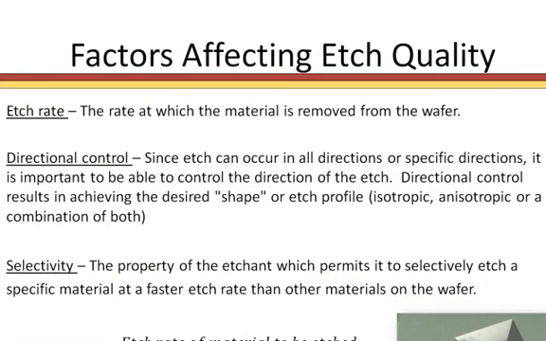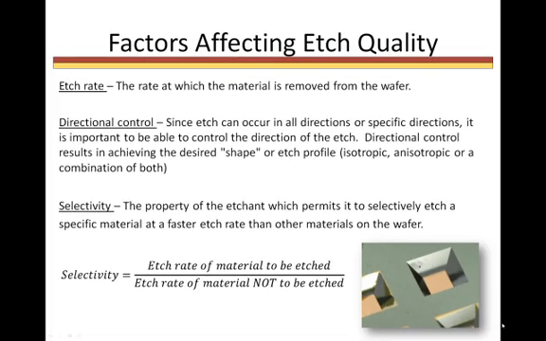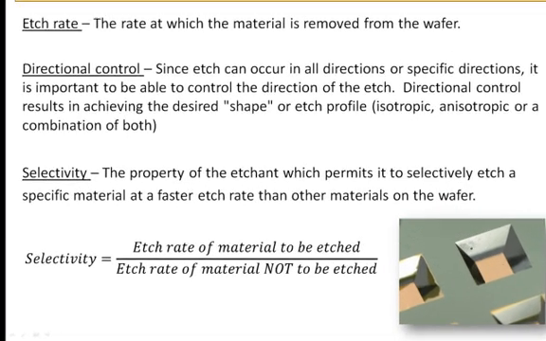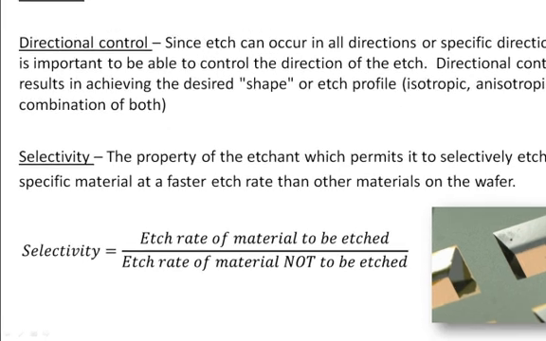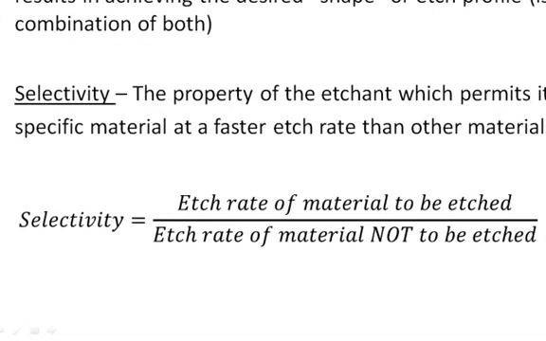Directional control results in achieving the desired shape through the type of etch profile: isotropic, anisotropic, or a combination of both. As you've seen, different types of etchants result in different profiles. Selectivity is the property of the etchant which permits it to selectively etch specific materials at a faster etch rate than other materials on the wafer. Selectivity is the ratio of the etch rate of the material to be etched to the etch rate of the material not to be etched.